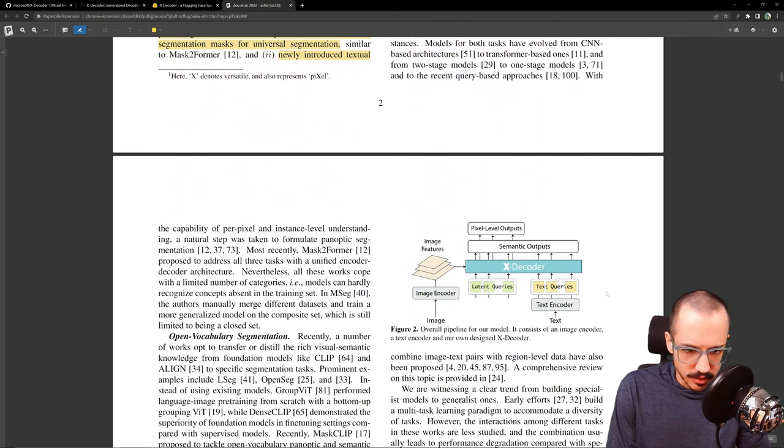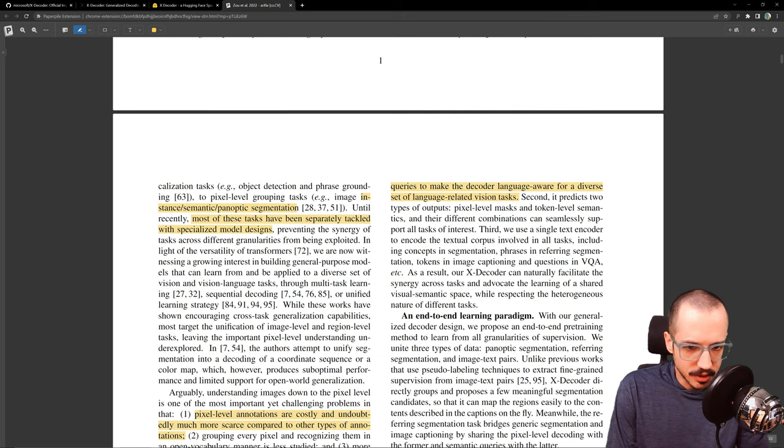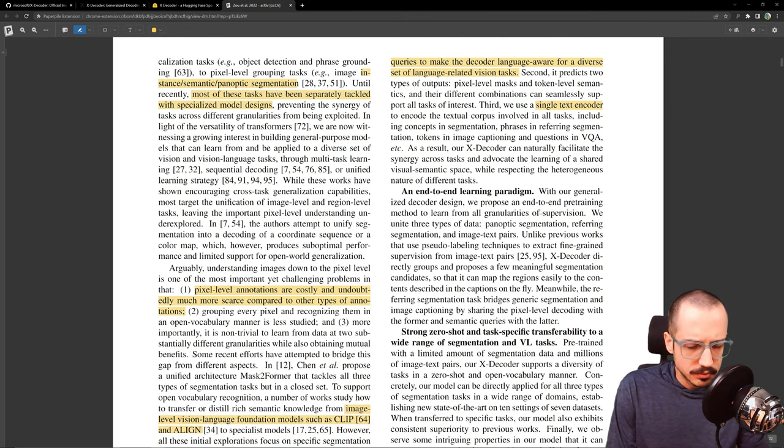Okay, so there's two different encoders here. You have your image encoder, which you can feed the image, and then your text encoder here, which you're feeding the text. I'm going to guess they just use a generic pre-trained image encoder and text encoder. Pixel level masks, token level semantics. We use a single text encoder to encode the textual corpus involved in all tasks. Okay. X-Decoder can naturally facilitate synergy across tasks. We propose an end-to-end pre-training method to learn from all granularities of supervision.